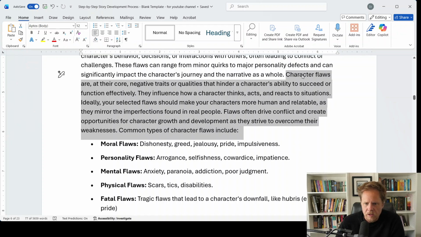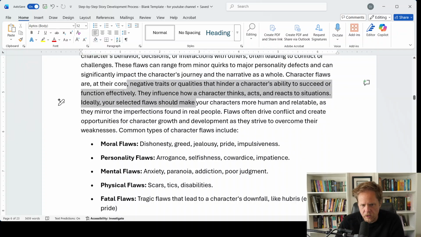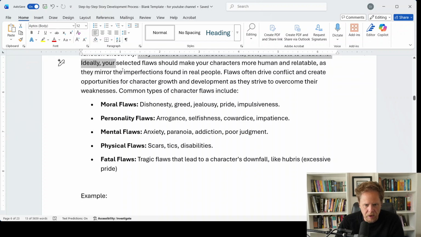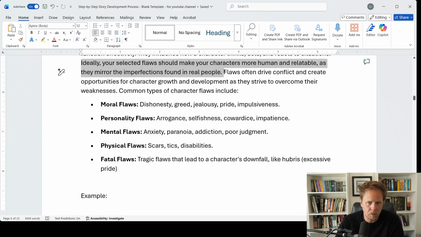So character flaws are at their core negative traits or qualities that hinder a character's ability to succeed or function effectively. They influence how a character thinks, acts, and reacts to situations. Ideally, your selected flaws should make your characters more human and relatable as they mirror the imperfections found in real people, i.e. your readers. Okay, so this sentence is important too.